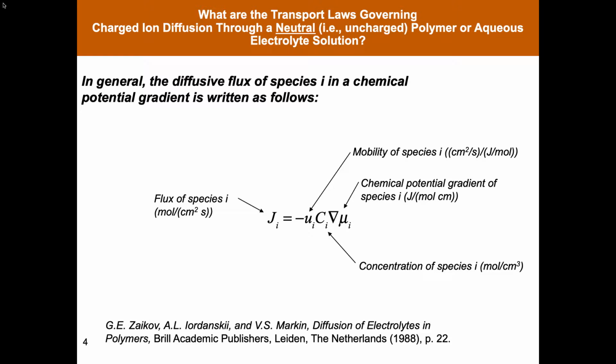were not uncharged. But in general, we can write the flux of a component under a gradient in chemical potential, and this can be a neutral component or a charged component, in terms of the mobility of that species through the medium and its concentration. So this is just a basic flux law relating flux to chemical potential.